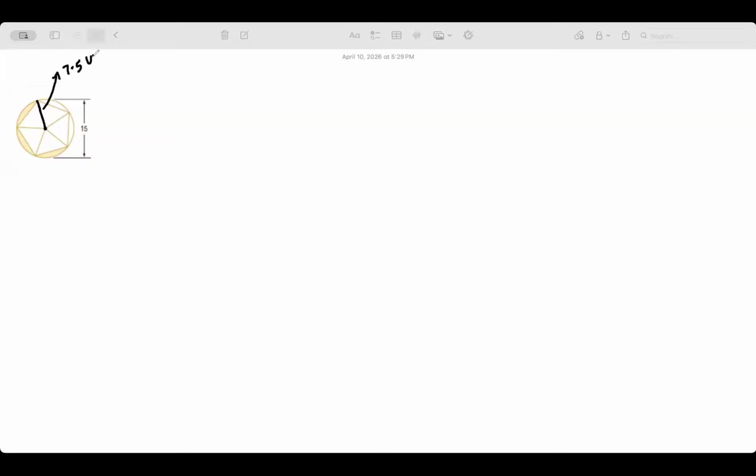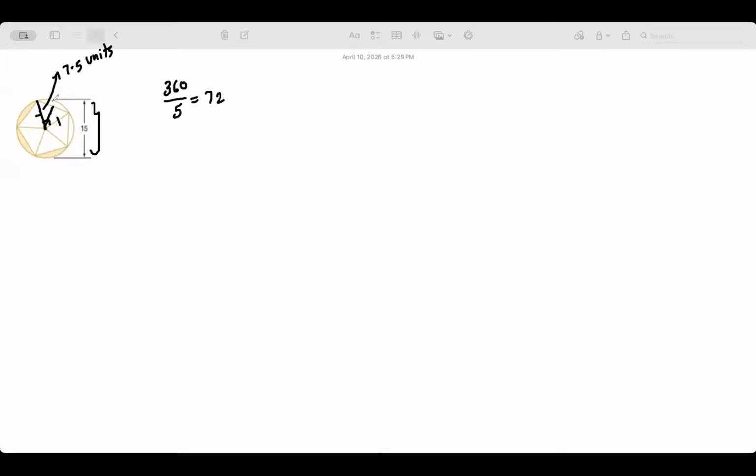This is 7.5 units, correct, guys? Because if this is 15, the radius is 7.5. Now this is a pentagon, right? What is the central angle? Central angle is 360 degrees divided by 5. What is 360 divided by 5? 72. Okay, this is an isosceles triangle, correct?